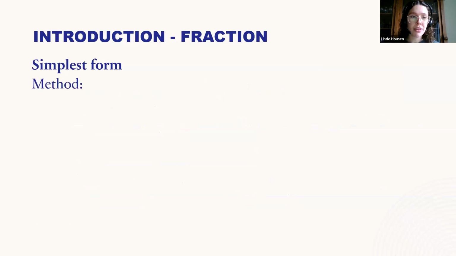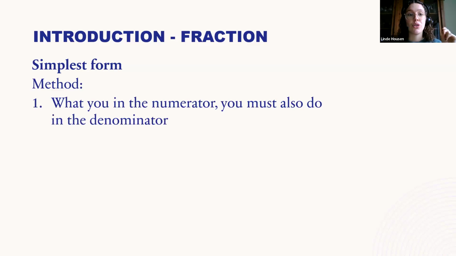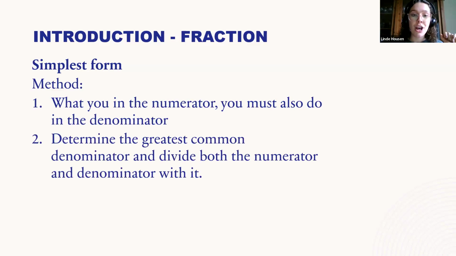I will continue. So we have a certain method to use to know when we have the simplest form. What you do in the top, in the numerator, you also have to do in the denominator. That's the rule in fractions. When you multiply with 2 in the top, you have to multiply with 2 in the bottom. That's the most important rule. So then we're going to determine the greatest common denominator and divide both the numerator and the denominator with it.